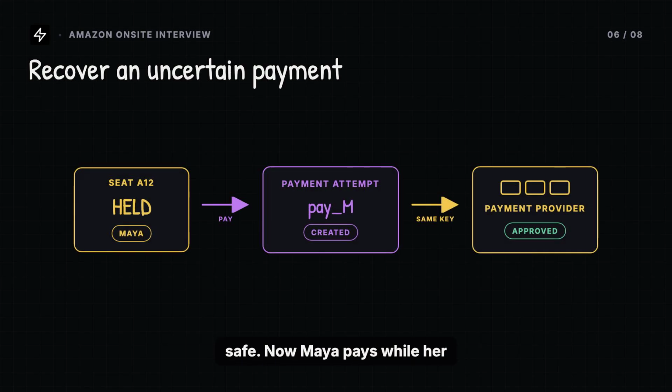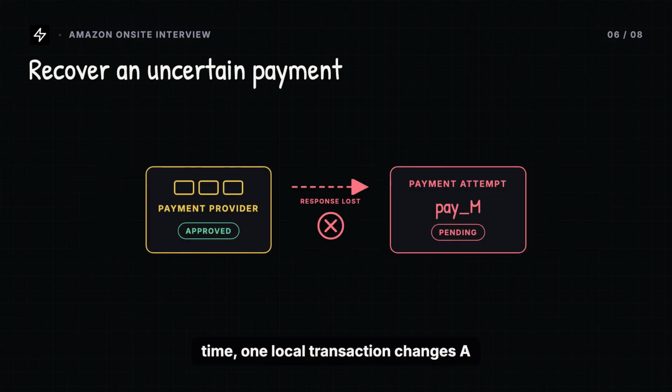Now Maya pays while her hold is active. Before contacting the payment provider, the booking service creates 1 durable payment attempt tied to the hold, and a stable payment key. If payment is declined, the hold may be released or allowed to expire. If payment is approved in time, 1 local transaction changes A12 from held by Maya to sold to Maya, and creates the unique confirmed booking.